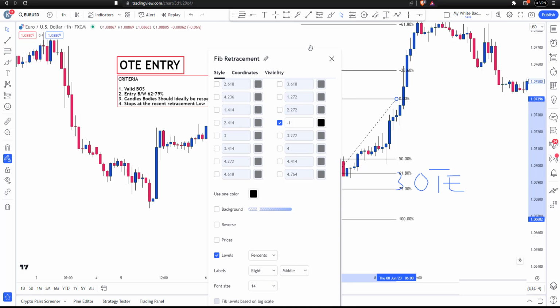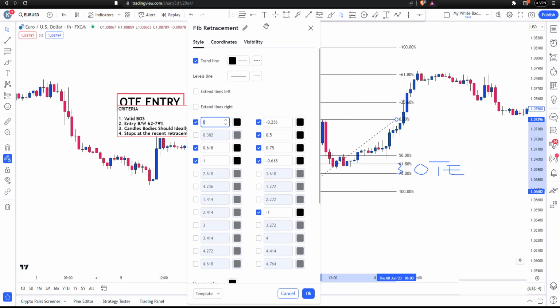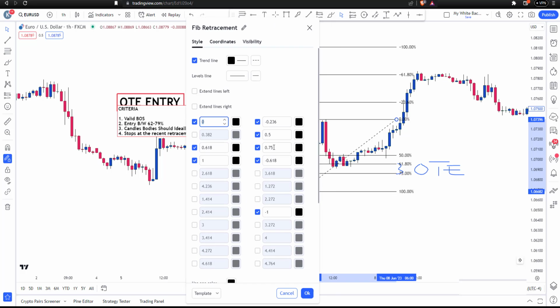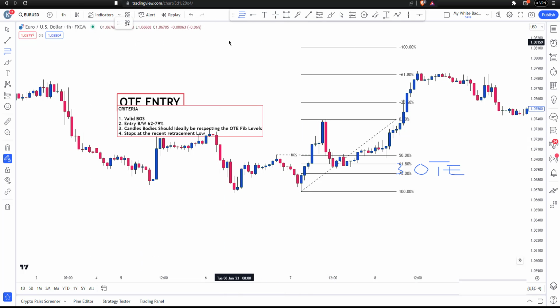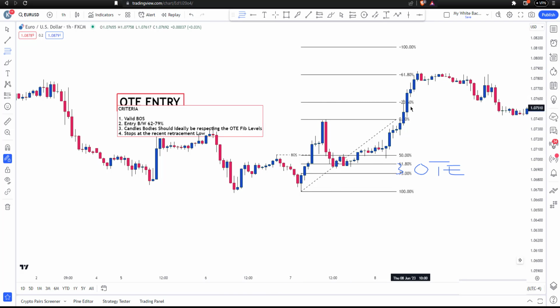Just follow everything. If you want to get the extension to this level, you can also do that right here. Let me show you. You can actually see that this is minus 0.618. So you can put the negative. The negative is going to be above. And likewise, if you're dealing with a bearish one, this is how it's going to be.